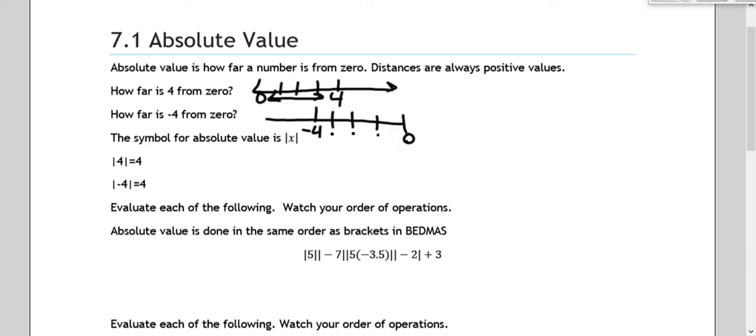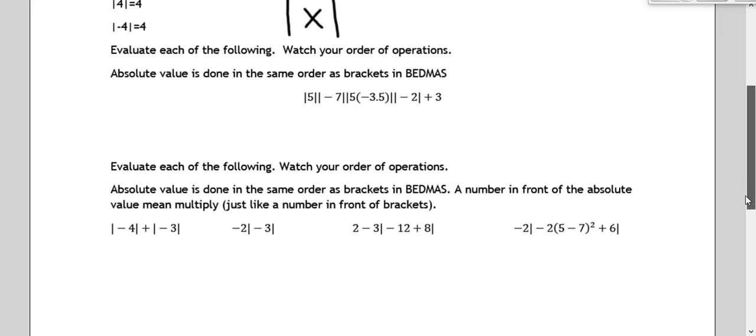Now we have these nice, lovely straight brackets that depict the symbol for absolute value. We're going to practice this straight away by evaluating. That is the best practice you can do with these. Absolute value is done in the exact same order as BEDMAS.